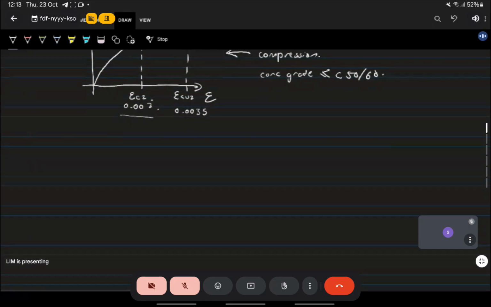Next. As I told you last week, reinforced concrete is made out of concrete and reinforcement. So you also have your reinforcement.